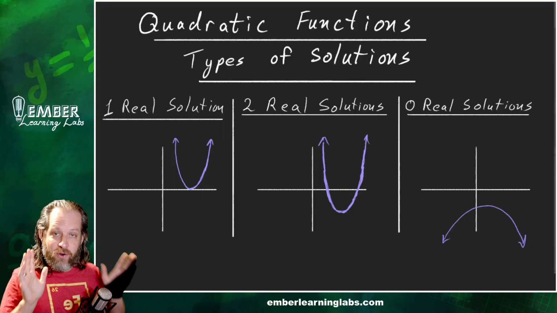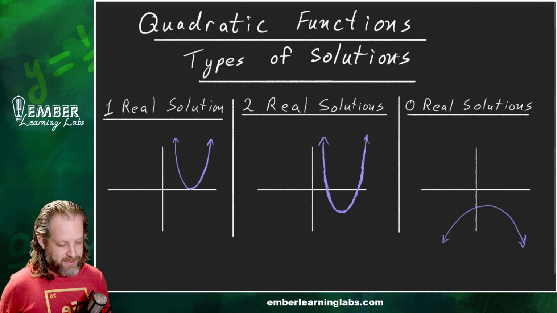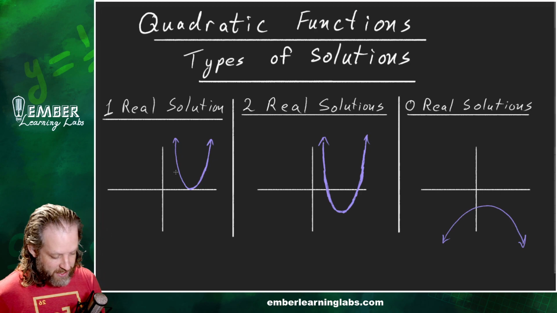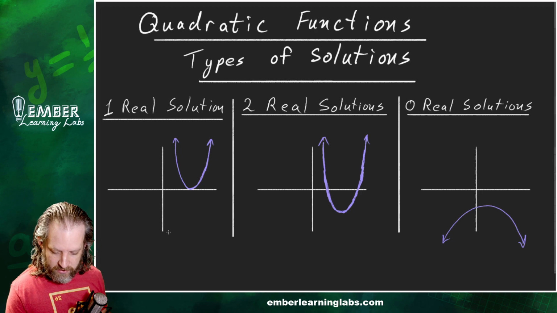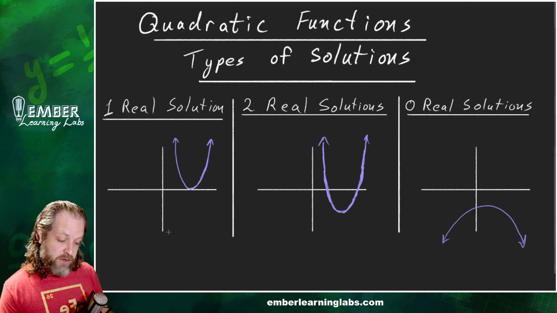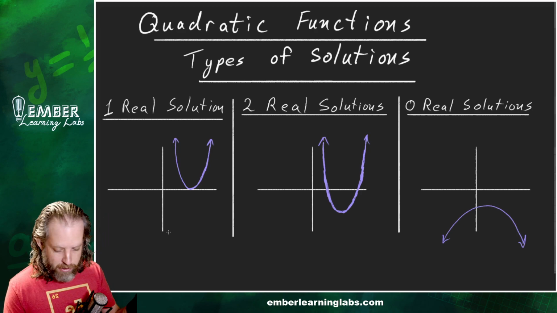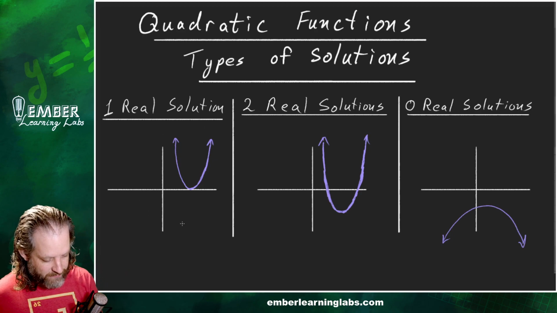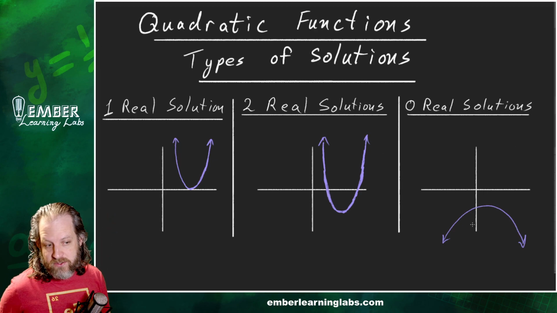All right. So we're going to illustrate what the solution to a quadratic means with three different types of solutions. We have three different graphs here, and each one of them has a different number of real solutions. We'll learn in later lessons about other types of solutions other than just real solutions, but for now, we're going to focus on real solutions. So this graph has one real solution. This graph has two real solutions, and this graph has zero real solutions.